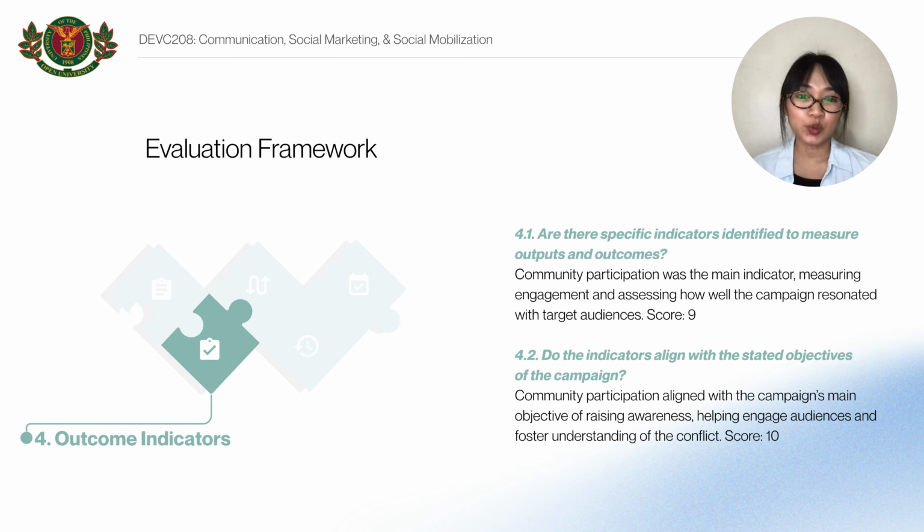For question 4.2, do the indicators align with the stated objectives of the campaign? Yes, they do. The main objective of the campaign was to raise awareness about the conflict, which can be challenging to measure directly. Using community participation as the key indicator helped assess how well the campaign engaged people and encouraged them to reflect on and support the cause. While mobilizing may simply imply action, in this context, it reflects fostering awareness, understanding, and a shift in attitudes among the audience. So, my score for this question is 10.